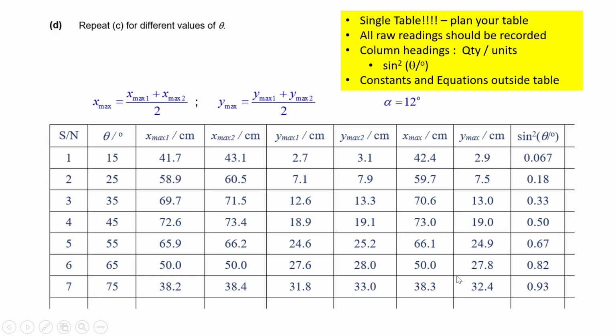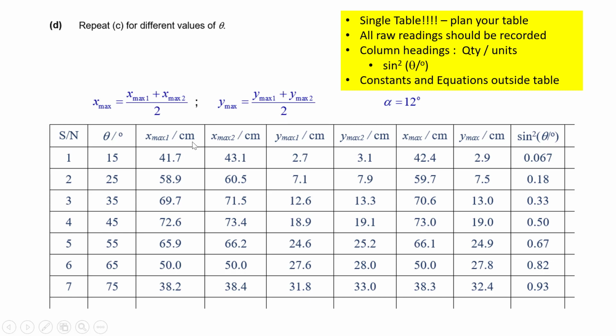Once you've planned out what you want to plot, you can now plan your table. You are expected to give only a single table. You will be penalized in exams if you give split tables, because it reflects that you didn't plan your experiment carefully. Before you plan the table, you may want to count the number of columns that you want. I'm going to have 1 column for denoting the number of data sets. I'm going to have theta, since I need sine squared theta.